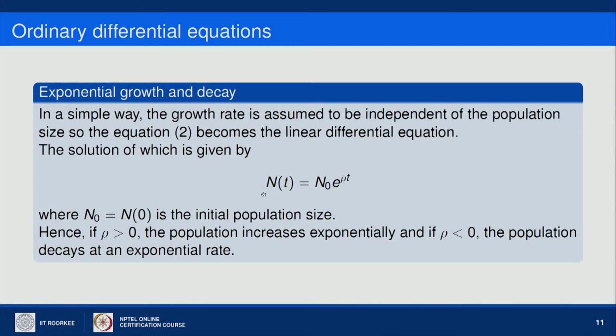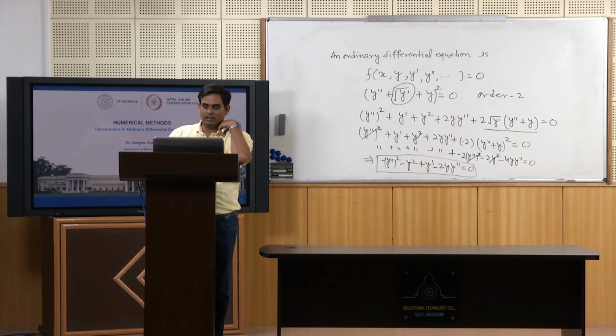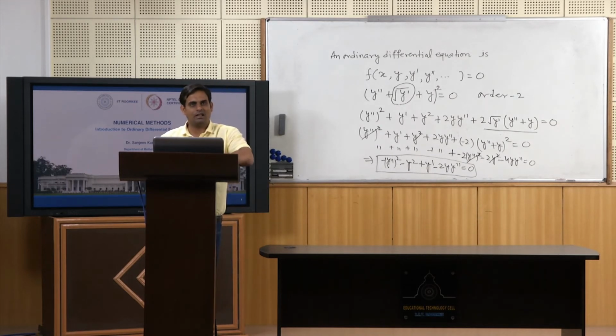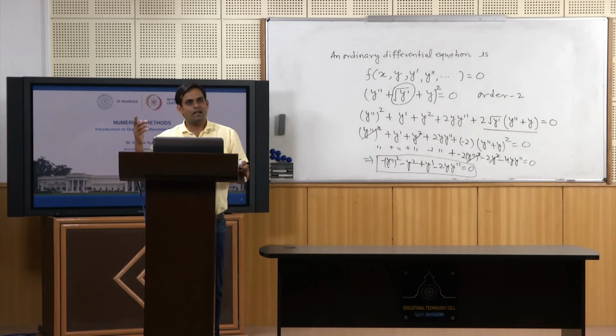Again, it is an explicit analytical solution that we can obtain using the variable separable method for the differential equation, and here N naught is the initial population, that is, at time t equals 0. And from this solution we can see that if rho is positive, the population increases exponentially, while if rho is negative, the population decreases exponentially.